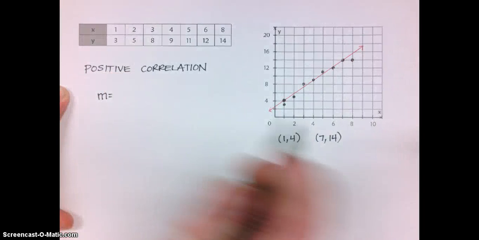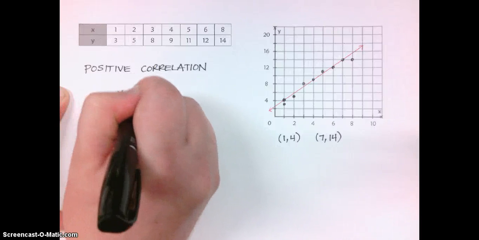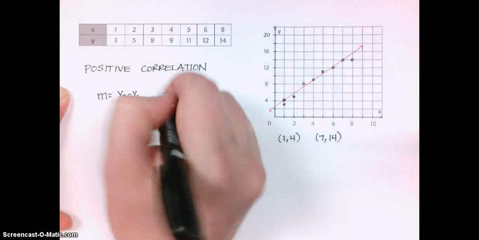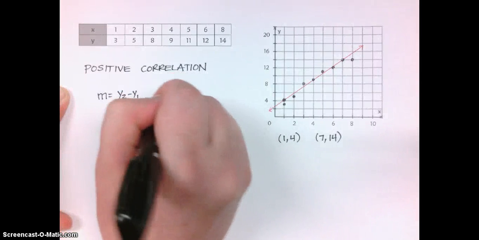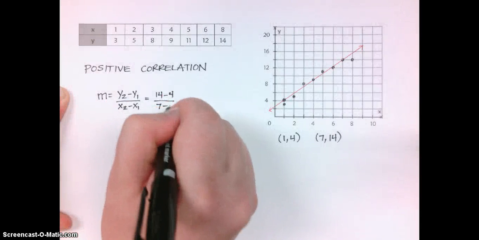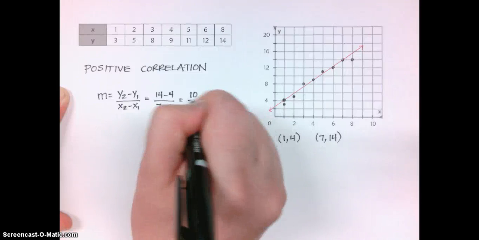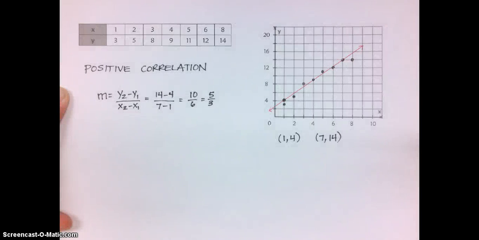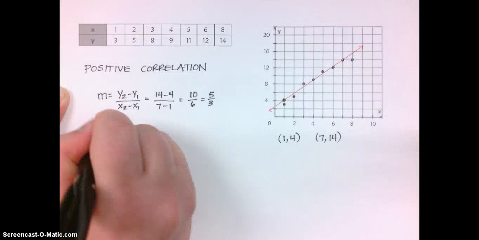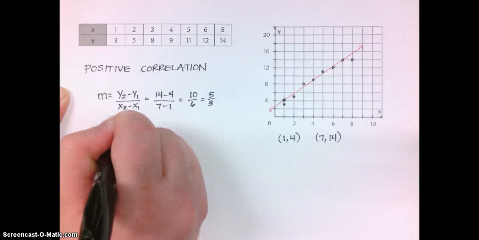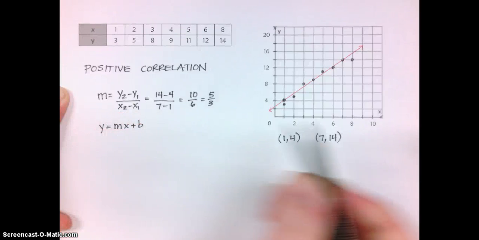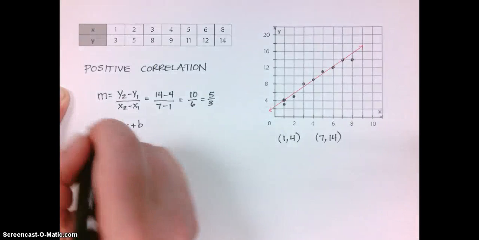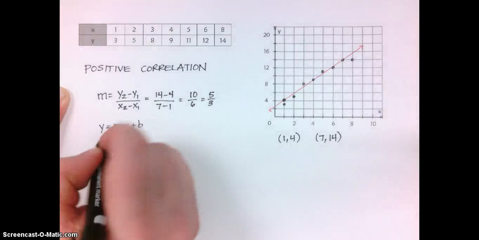If I have my 2 points, I'm going to use my slope formula, y2 minus y1 divided by x2 minus x1. So that's going to be 14 minus 4 divided by 7 minus 1. I have 10 over 6, and that can be reduced to 5/3. So I found my slope, and if you recall, using the slope-intercept form, y equals mx plus b, I can choose one of my points, and I can fill in my slope to find the y-intercept. So I'm going to choose this smaller point, (1, 4), to plug in.